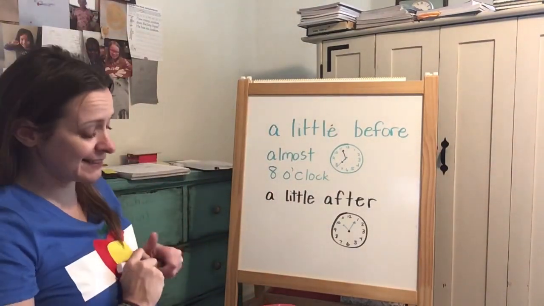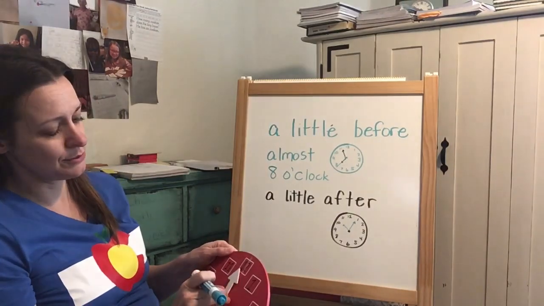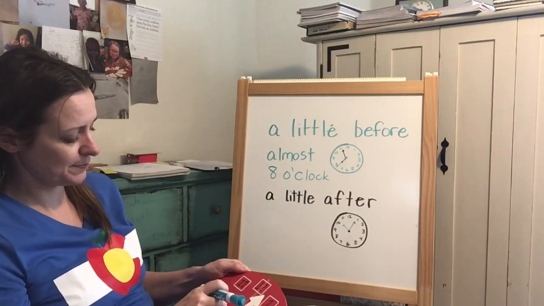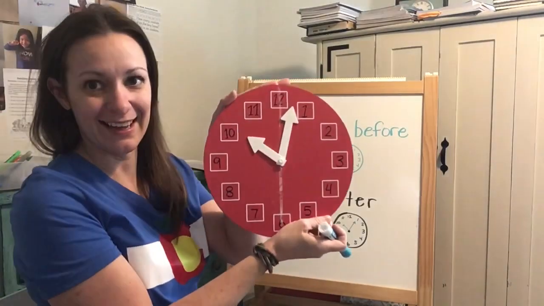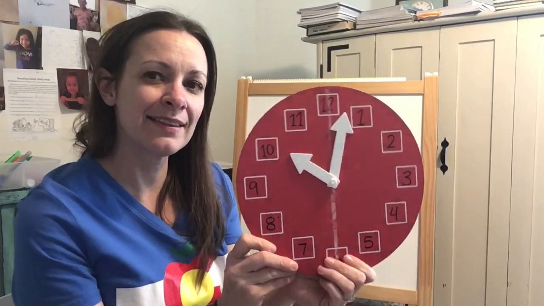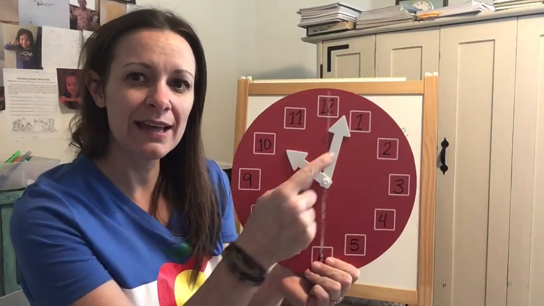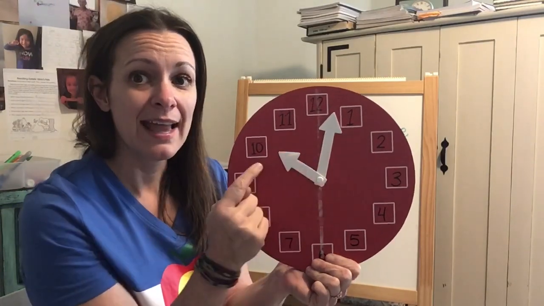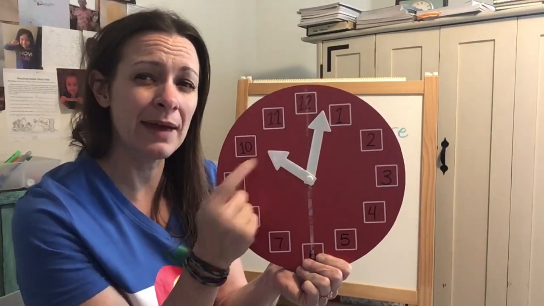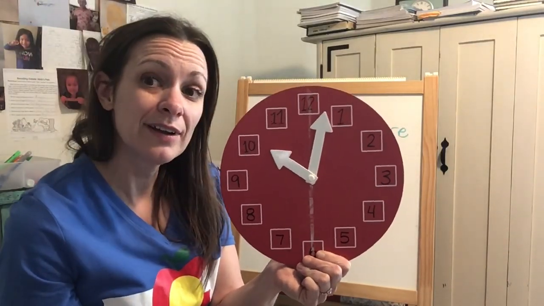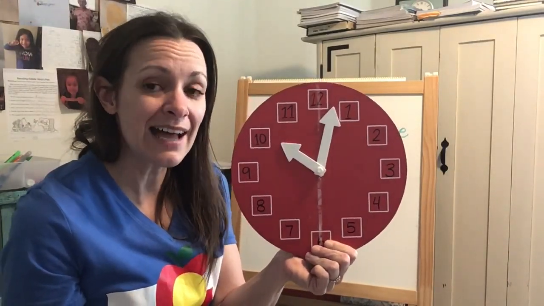Let's look at this one. So how would you say that this time would be? We have our big hand that's already past the 12 now, and our little hand is a little bit past the 10 as well. So is this a little before 10 or is it a little after 10?